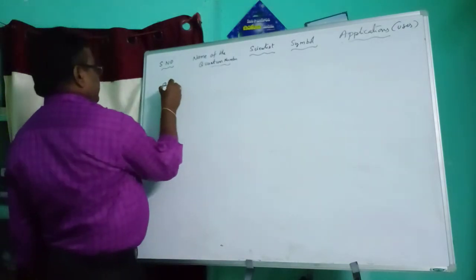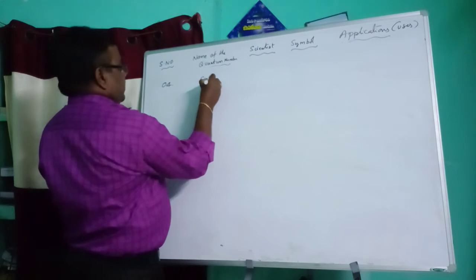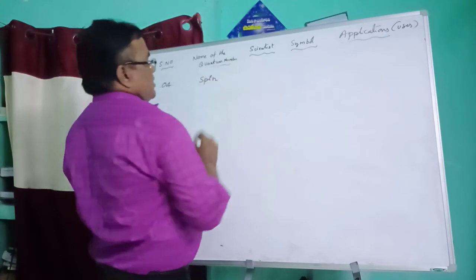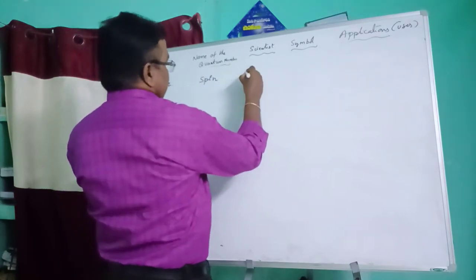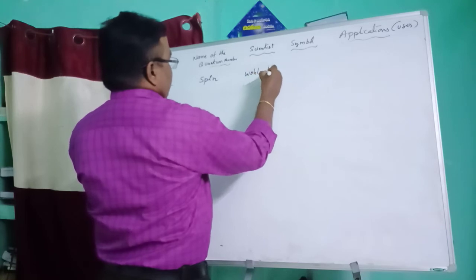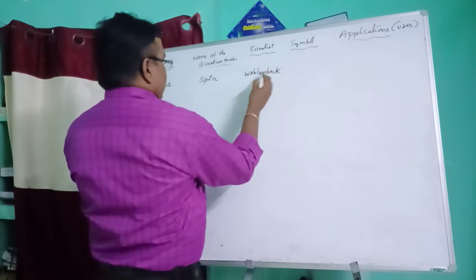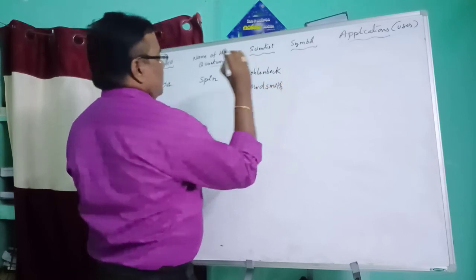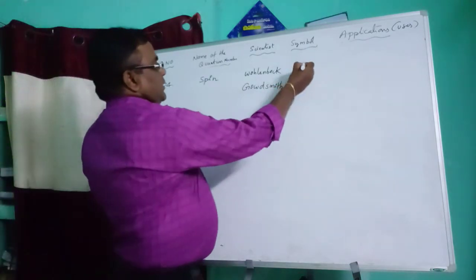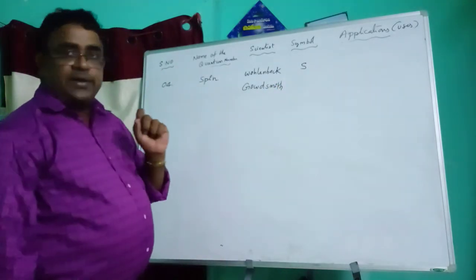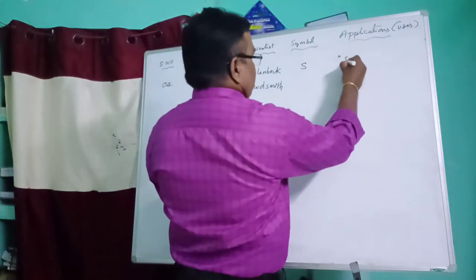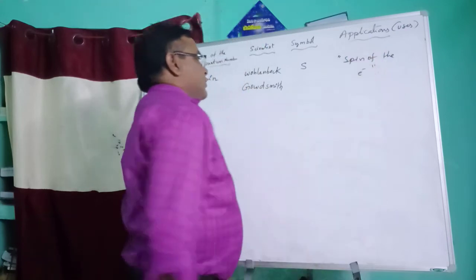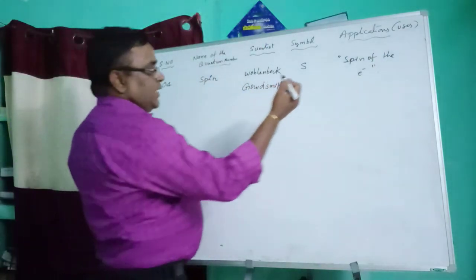Next, the fourth one is the spin quantum number. It was discovered by two scientists, Uhlenbeck and Goldsmith. The symbol is S, the first letter of spin. It represents the spin of the electron, and it has two values.